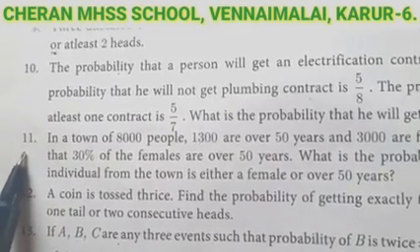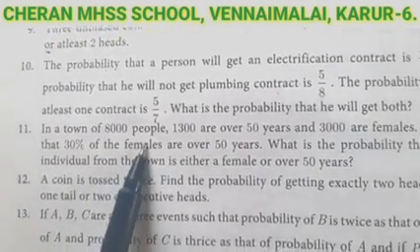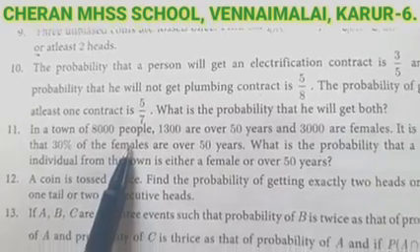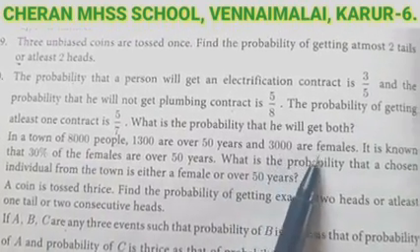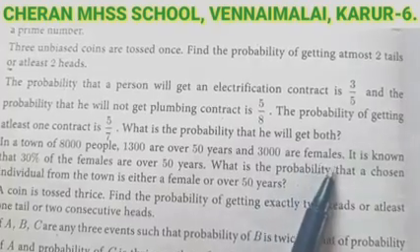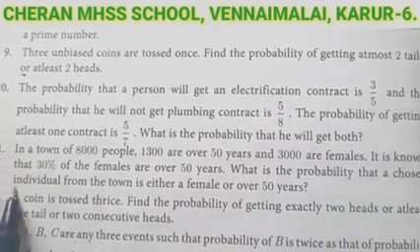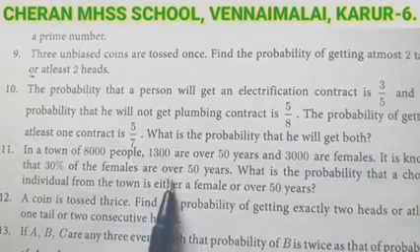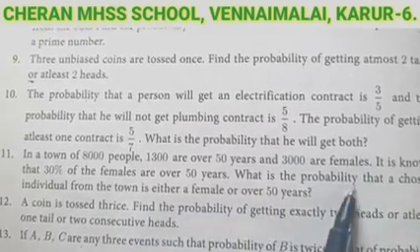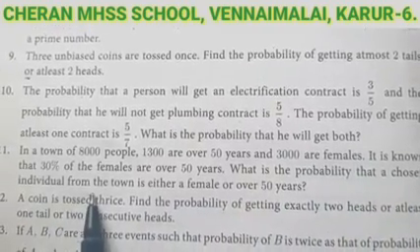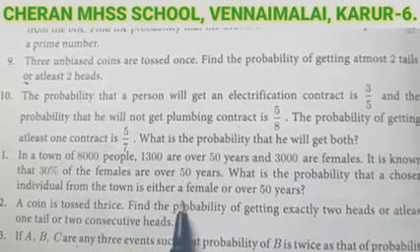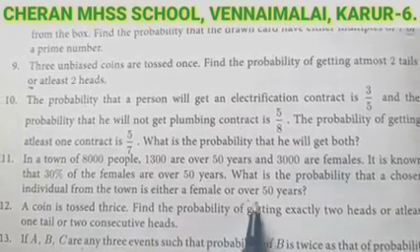Sum number 11. In a town of 8,000 people, 1,300 are over 50 years and 3,000 are females. It is known that 30% of the females are over 50 years. What is the probability that a chosen individual from the town is either a female or over 50 years?